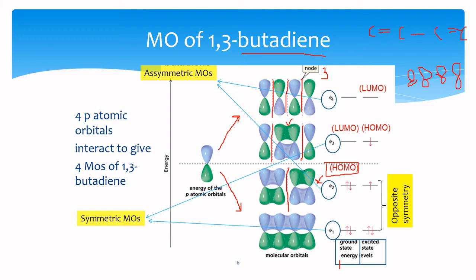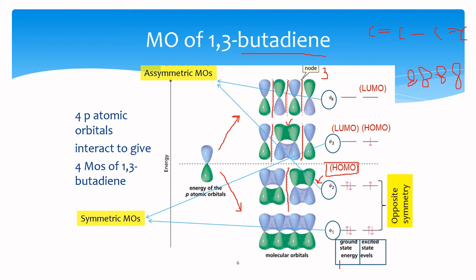HOMO means highest occupied molecular orbital. Okay, this is the occupied molecular orbital. Occupied molecular orbital means there are electrons in the orbital. And then this is the LUMO. LUMO means lowest unoccupied molecular orbital because there is no electron here. So it is considered as LUMO.